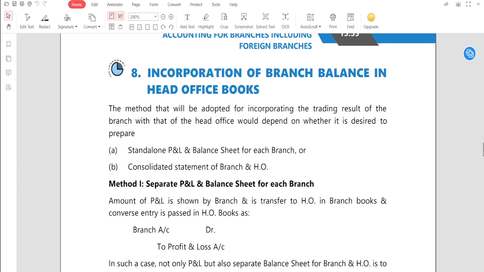I am repeating again, then we are going to consolidate the same. That is the fundamental with respect to these particular books. Okay, कैसे करेंगे वो एक बार सीखेंगे हम लोग अभी.